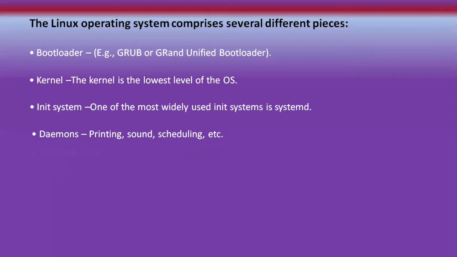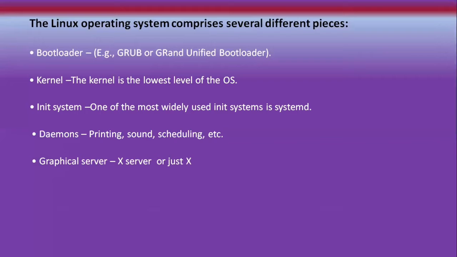The next one is daemons. These are background services, like printing, sound, and scheduling, that either start up during boot or after you log in to the desktop. Now the next one is the graphical server. This is a subsystem that displays the graphics on your monitor. It is commonly referred to as the X server or just X.